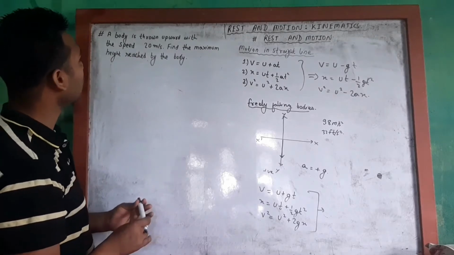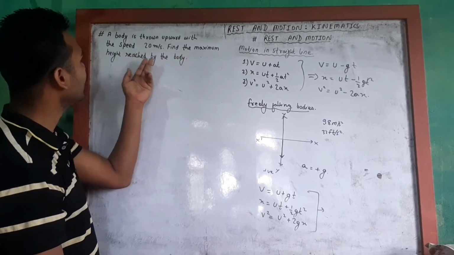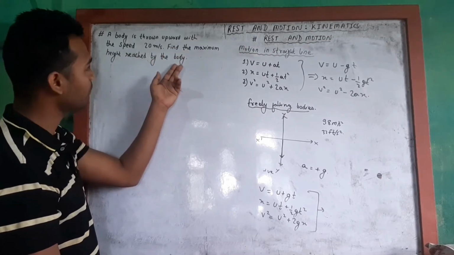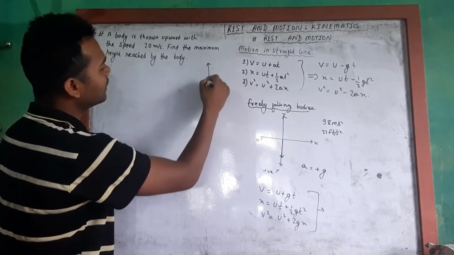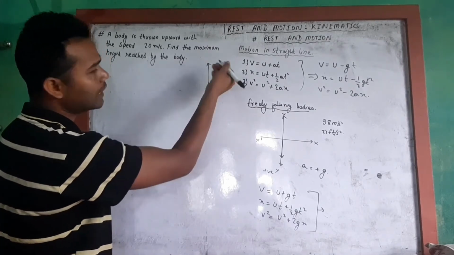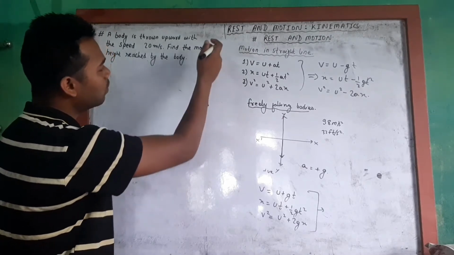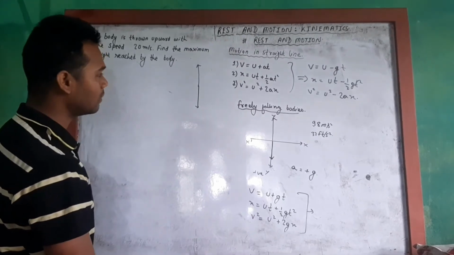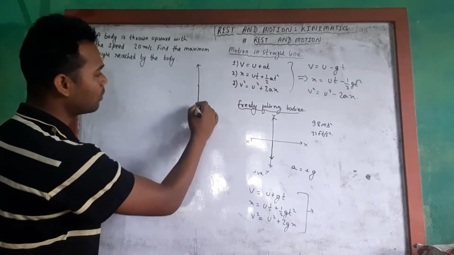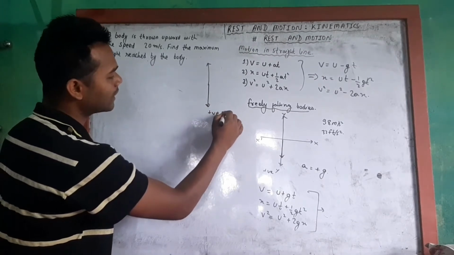Now let us take one example. A body is thrown upward with a speed of 20 meters per second. Find the maximum height reached by the body. Here we can consider either directly upward as positive and directly downward as negative, or directly upward as negative and directly downward as positive. For instance, for this problem, let us suppose directly downward to be the positive direction, or the positive y-axis.